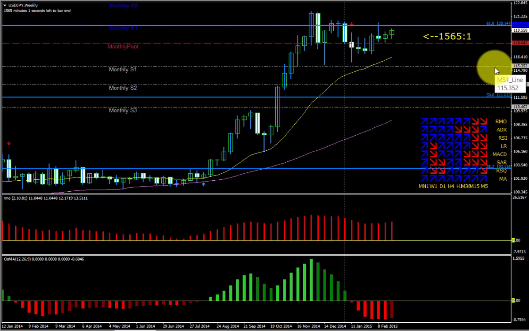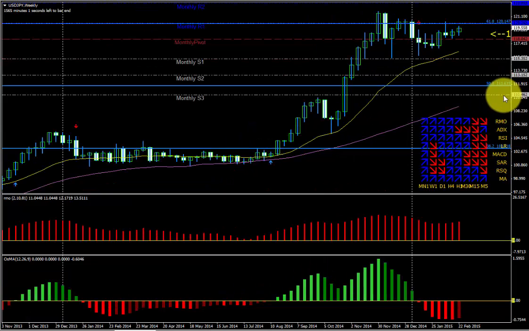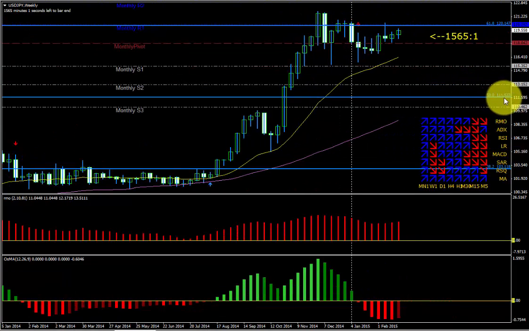115352 would be a potential target level, followed by 113152, and ultimately back towards this 50% retracement on the monthly time frame here at 11163 before we see the S2. So here again, bias is up, but we need to see new highs. Failure to see new highs would then start to look more negative, and then we should be looking to the downside. Okay guys, that's it, short and sweet.